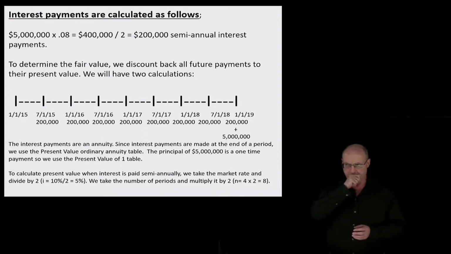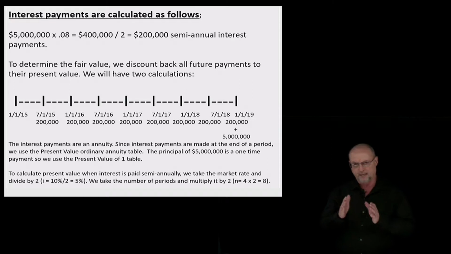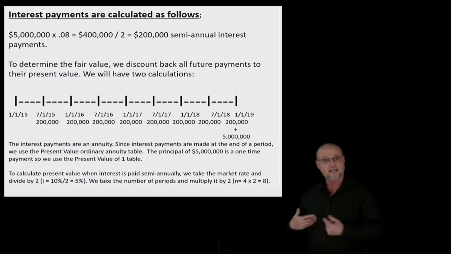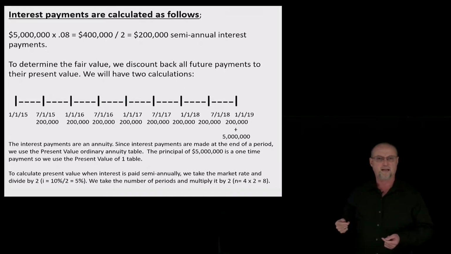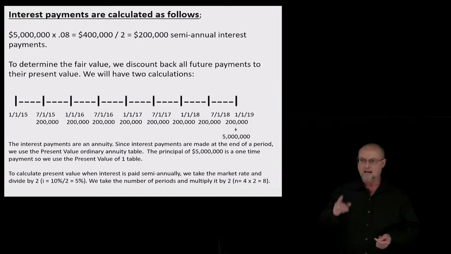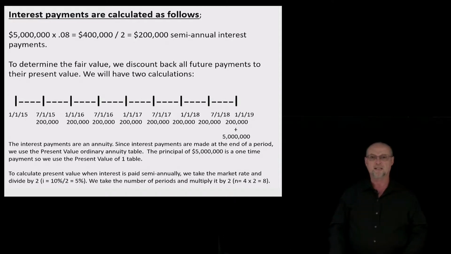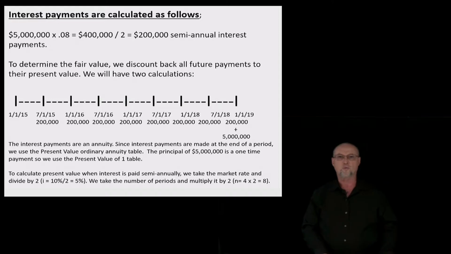First, we have the $200,000 interest payments, and notice it's the same amount of money over equal time intervals of 6 months. That's an annuity. And since the interest is paid at the end of the period, we use the present value ordinary annuity table. Now, at the end of the 4 years, the issuer has to pay back $5 million. That's a one-time payment. That's not an annuity, so we would use the present value of 1 table to calculate the present value of that future cash flow.